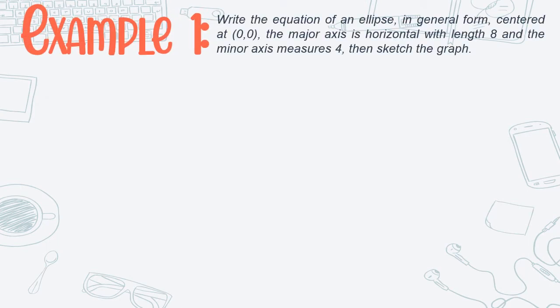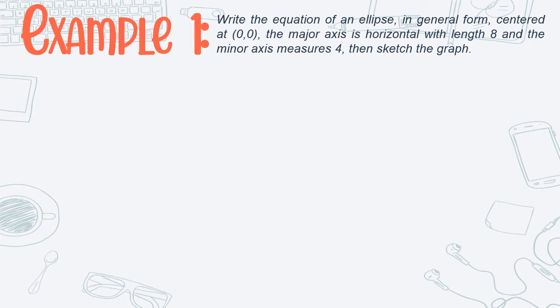Now let's have an example on how we can write the equation of an ellipse given some points or parts of our ellipse. For example 1, we have to write the equation of an ellipse in general form centered at the origin, or (0, 0), and the major axis is horizontal with length of 8 and the minor axis measures 4. Then we have to sketch the graph after writing the equation.